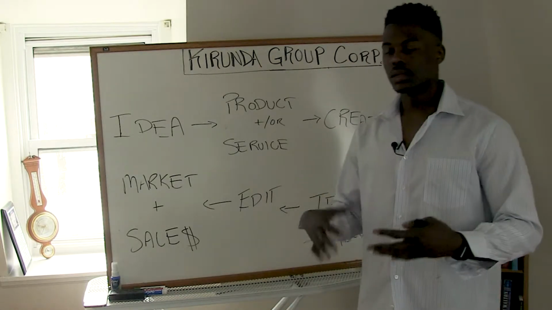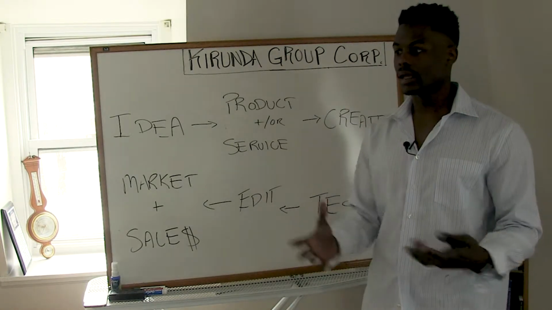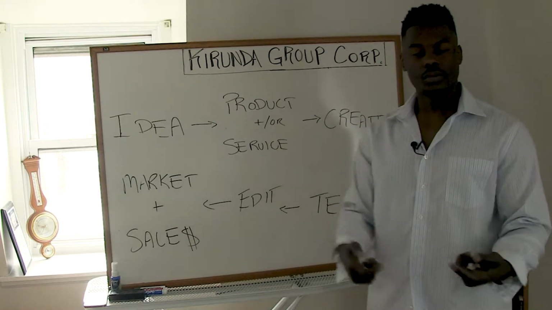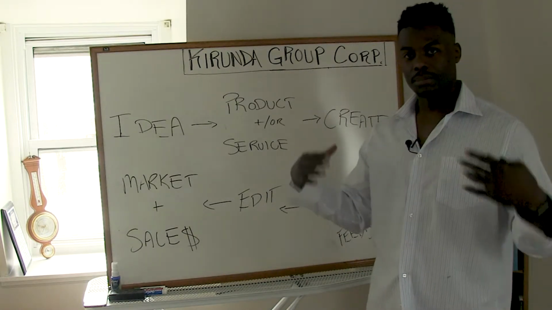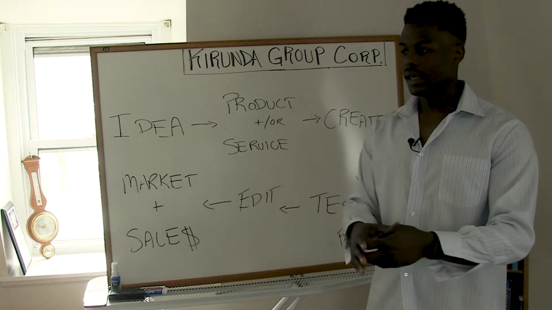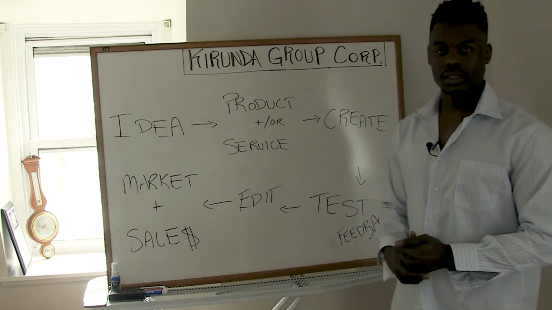Like the Snuggie. Someone had issues with having a blanket and not being able to, let's say, eat or change the remote control. So they came up with the idea of creating a blanket with holes in it. And they've sold millions and millions of them.